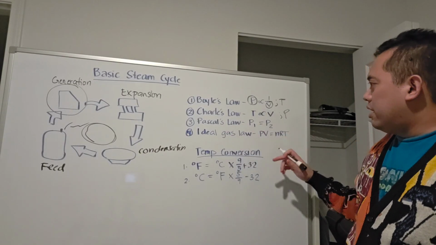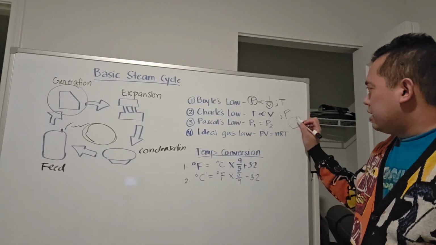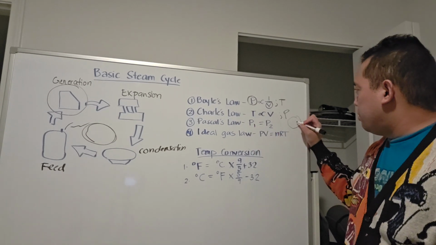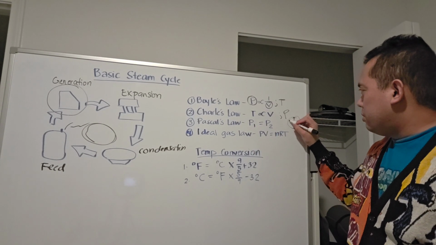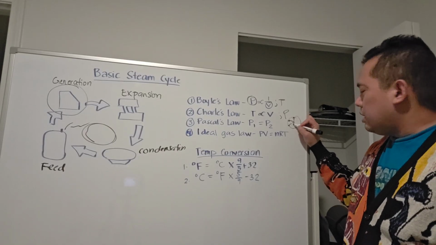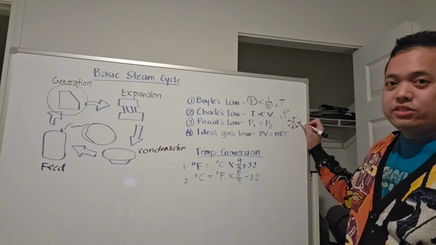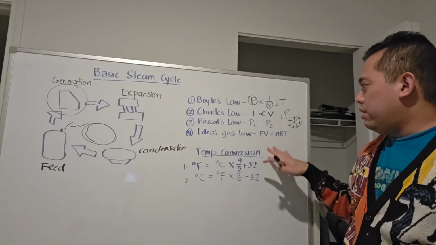Pascal's law over here, the common example that they teach people in engineering is that pressure 1 is equal to pressure 2. So basically, if you increase the pressure of a fluid, right? The pressure is going to be equally distributed on all sides. So that's why it's equal.